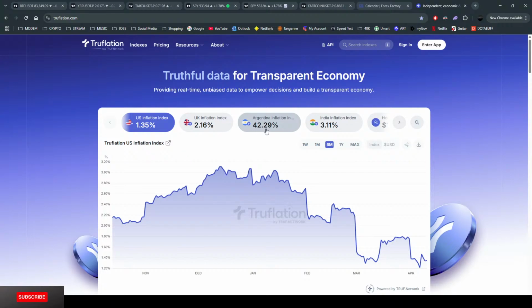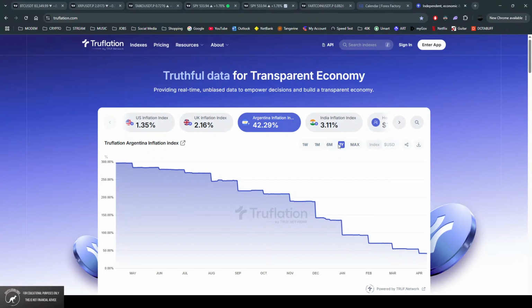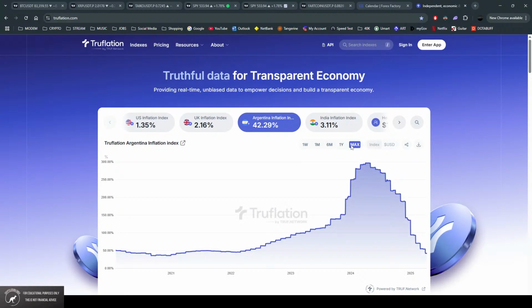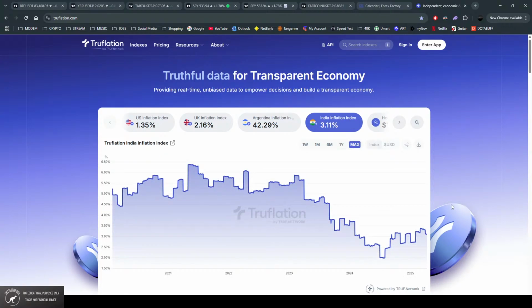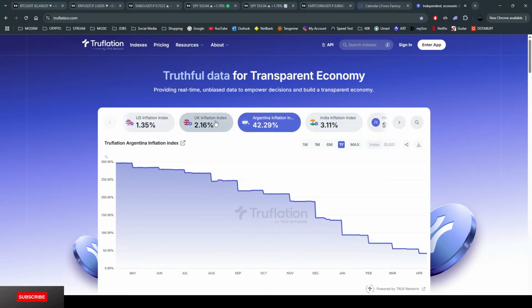That's crazy. 42 point... They basically have hyperinflation right now. I don't know if that's accurate. What the hell? Like 300% inflation? 42% is a good reading for them. Jeez, they got hammered. India hasn't been too bad. But yeah, Argentina, damn.